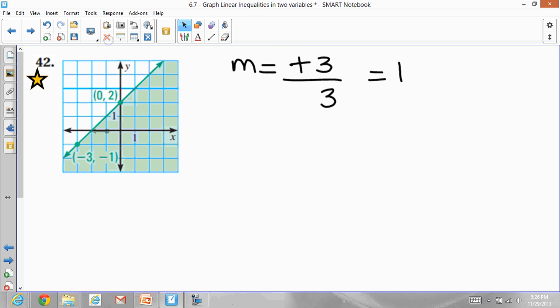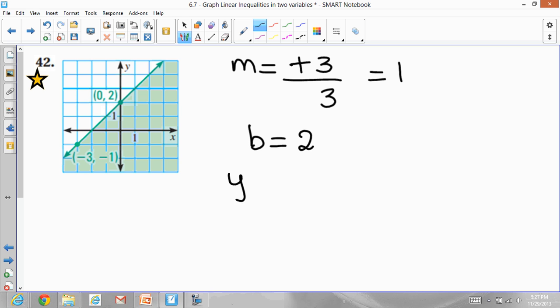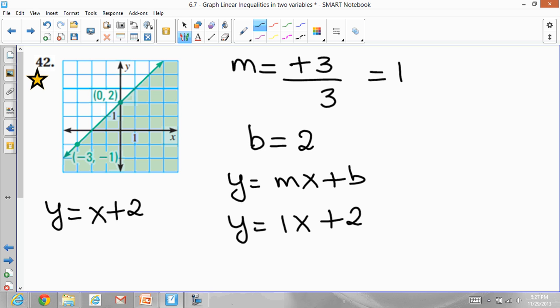So once I get my slope as 1, now I need to find my b. My b is when my x is 0. So when my x is 0, this will be my y-intercept. So my y-intercept in this case is 2. You also have to understand your y-intercept is the point where the graph crosses or touches your y-axis. So you got your slope as 1 and your b as 2. So you can construct an equation y equals mx plus b. So you got y equals 1x plus 2, or y is equal to x plus 2.